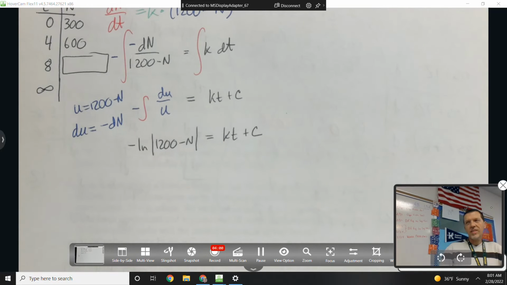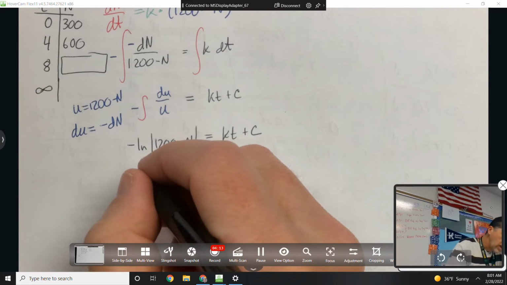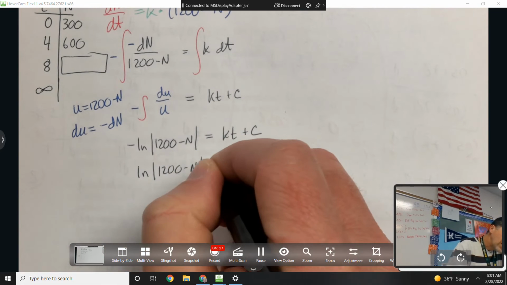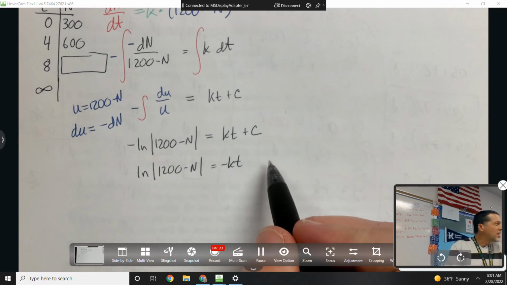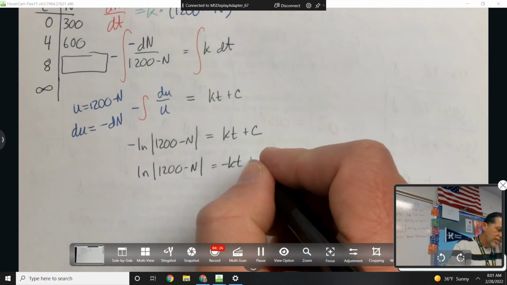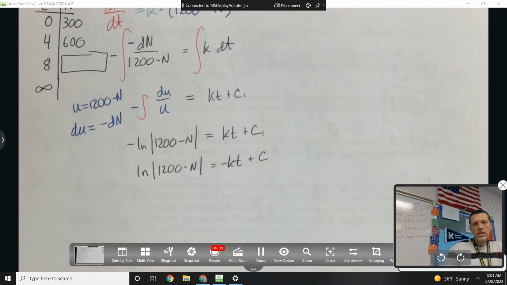What do you want to do next? Fishhook? Yes. Not quite though. I need to do something before I do the fishhook. Yeah, move the negative out of the way. So natural log of 1200 minus n equals negative kt plus c. Minus c doesn't really matter, this is the c thing. I'll go plus c, but that's a different c now.